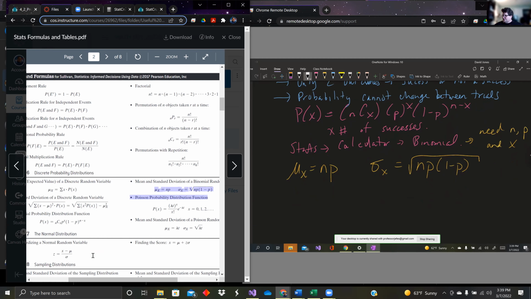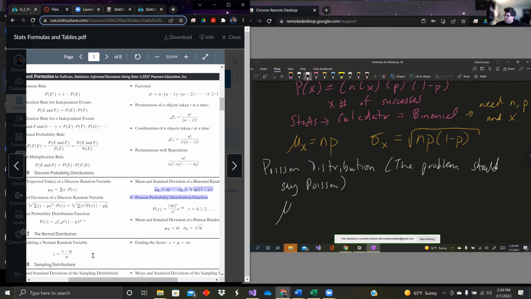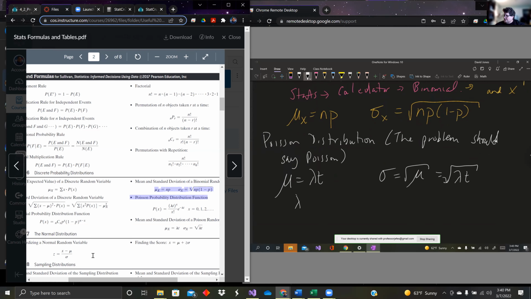Then we had our Poisson distributions. And the problem should say Poisson when you get to it. We had mu equaled lambda t. And sigma is the square root of mu, or the square root of lambda t. Lambda was the rate, and t was the units measured, usually time.